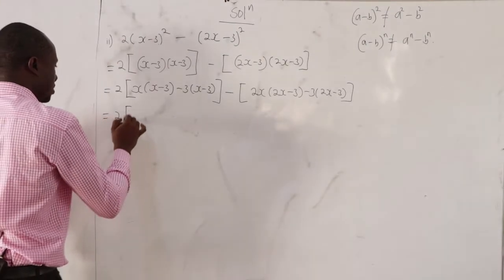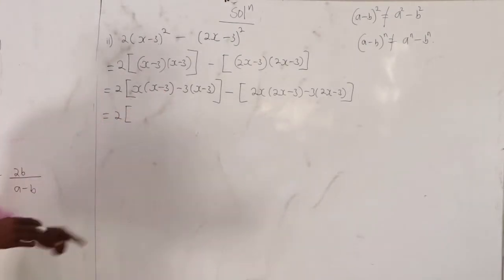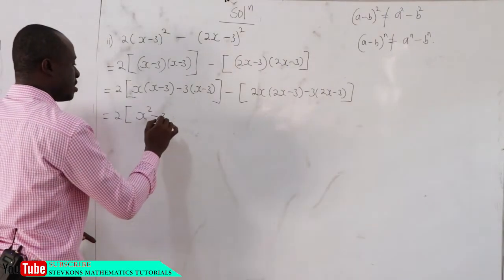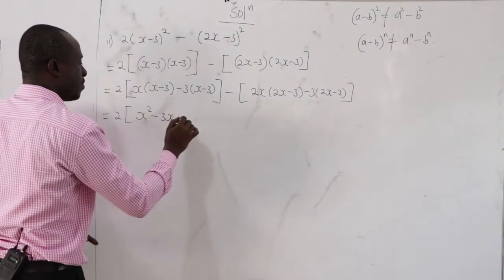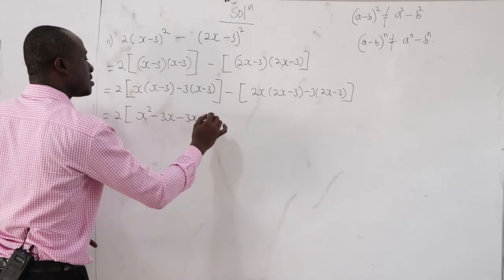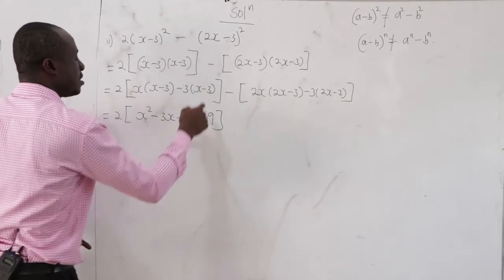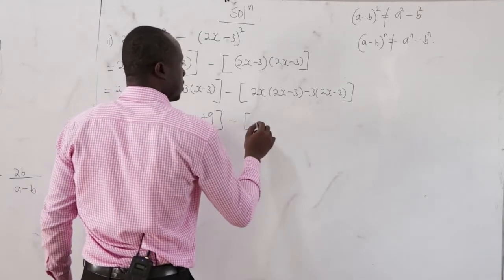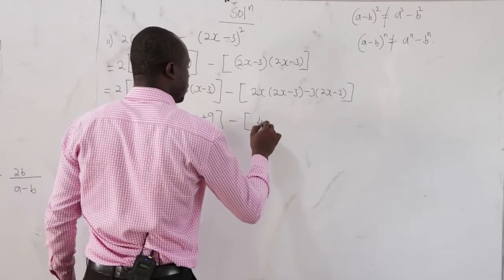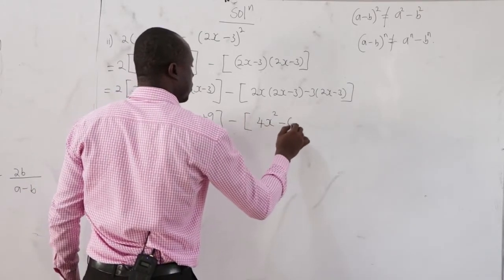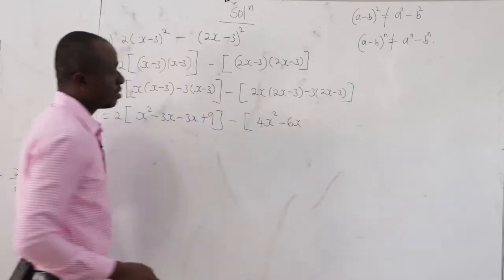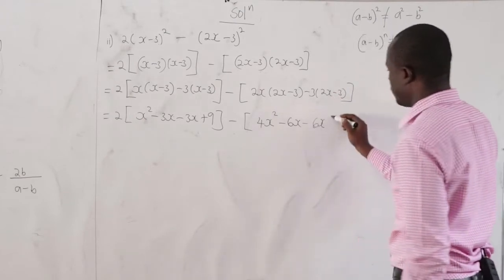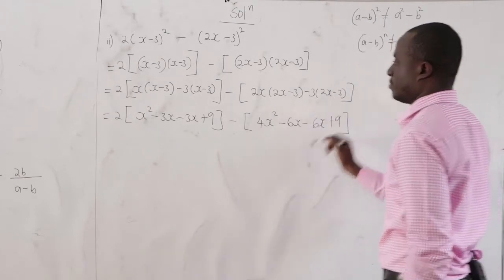We have 2 outside here. Now x times x, that is x squared. This times this, negative 3x. We have minus 3x plus 9. Negative times negative is positive. Now minus. And this times this will give us 4x squared minus 6x. And then here we also have minus 6x, negative plus 9.